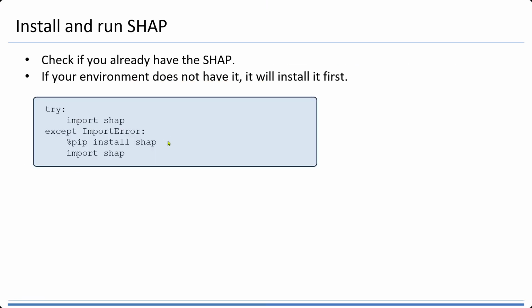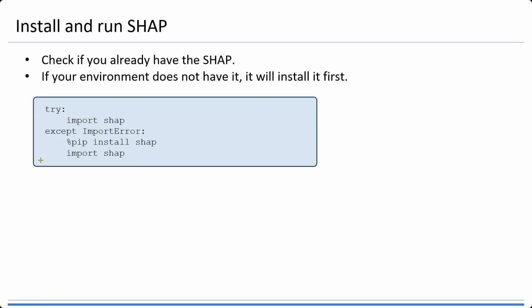First, you need to install SHAP. Check if you already have SHAP or not. If your environment does not have it, then it will install it first. So you can use try and except: try to import SHAP. If your environment does not have SHAP, then you need to install SHAP first and then import SHAP.